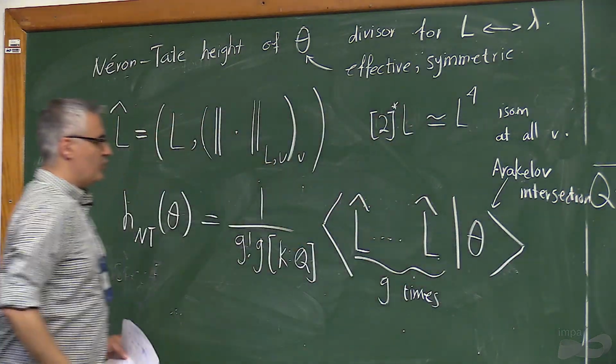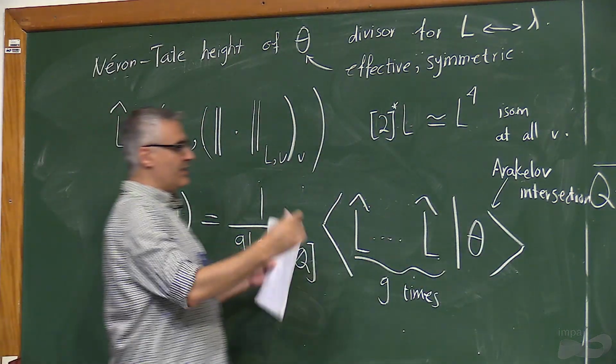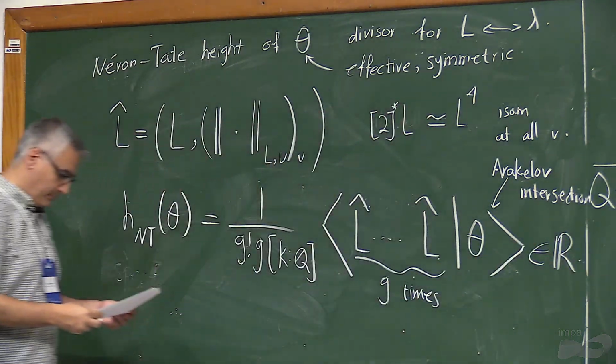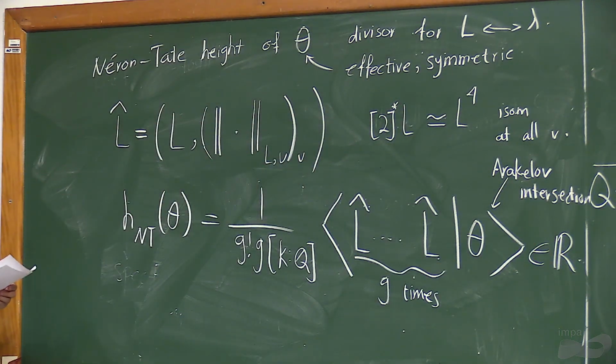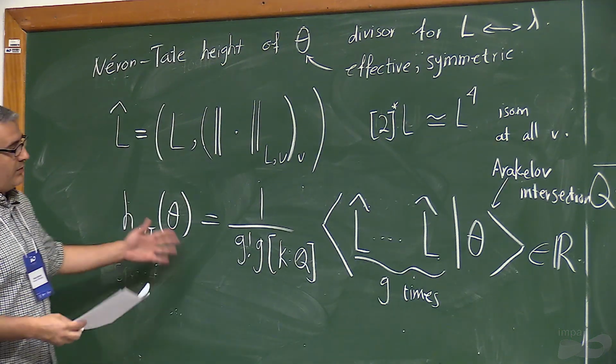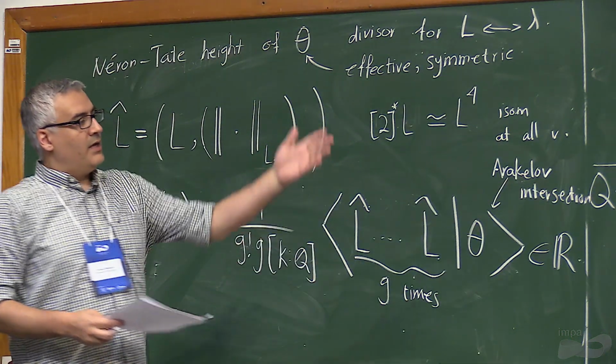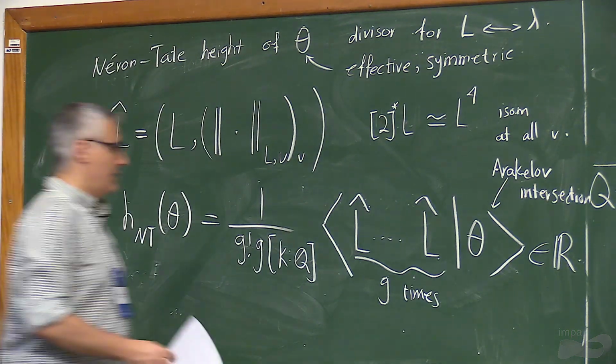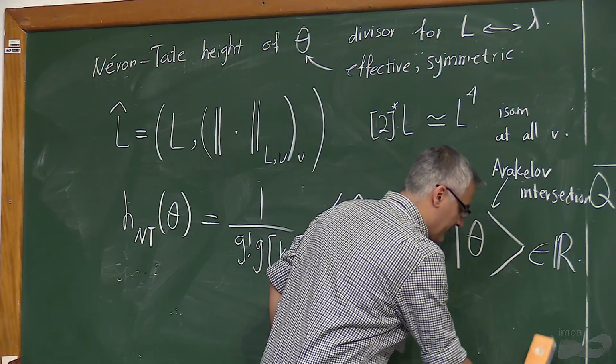And you should trust me that the numbers are correct and the intersection theory exists, and you get a real number. And then people were wondering, first of all, how to compute this real number, and what is the connection with that other real number. So I'm going to give a couple of theorems.